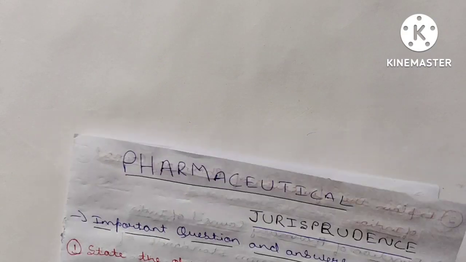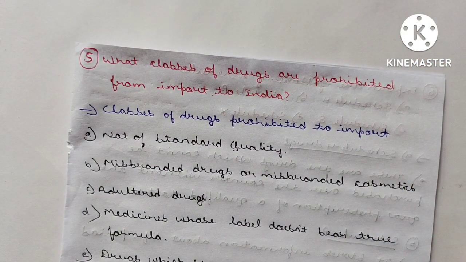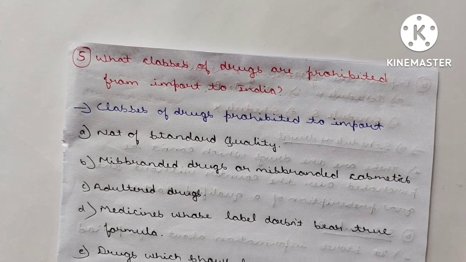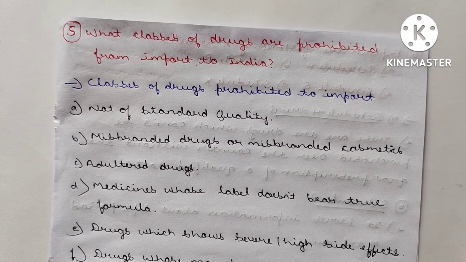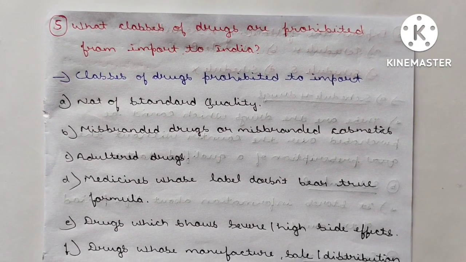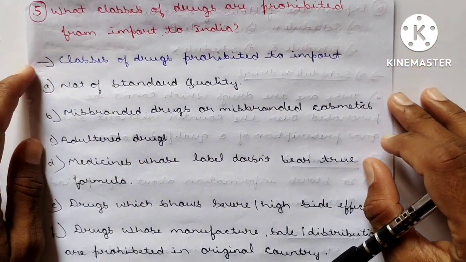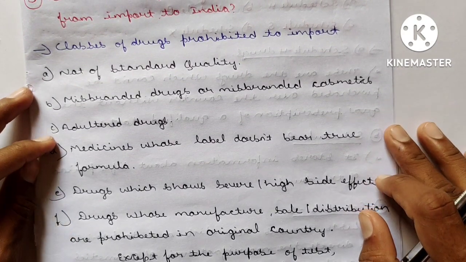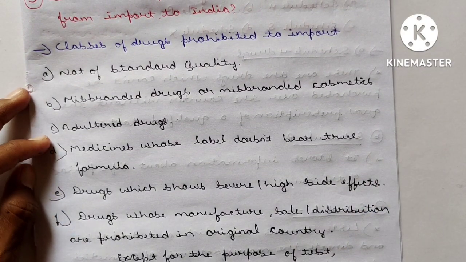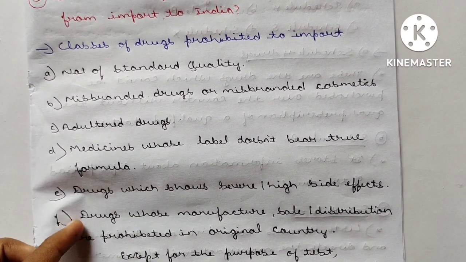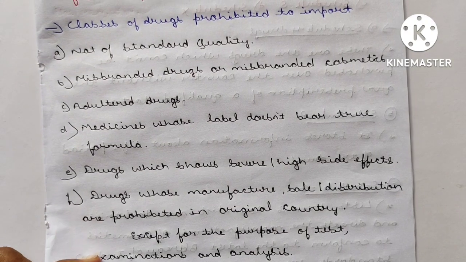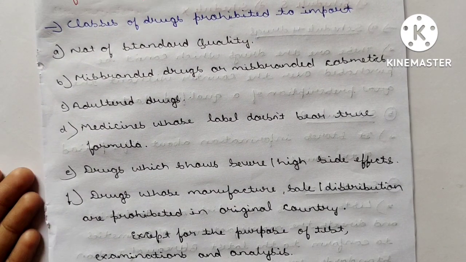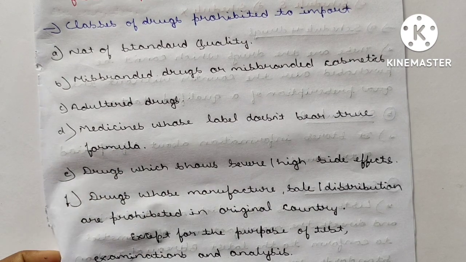Yes, so now the sixth, very important fifth question: what classes of drugs are prohibited from import to India? Some of the drugs are prohibited. One is a drug not of standard quality. If the drug is not of standard quality, then that drug is prohibited. The next ones are misbranded drugs or misbranded cosmetics, adulterated drugs, medicines whose label doesn't bear the true formula, drugs which show severe or high side effects, and drugs whose manufacture, sale and distribution are prohibited in the original country. For example, if a drug is prohibited in Afghanistan, you cannot import that drug into India.